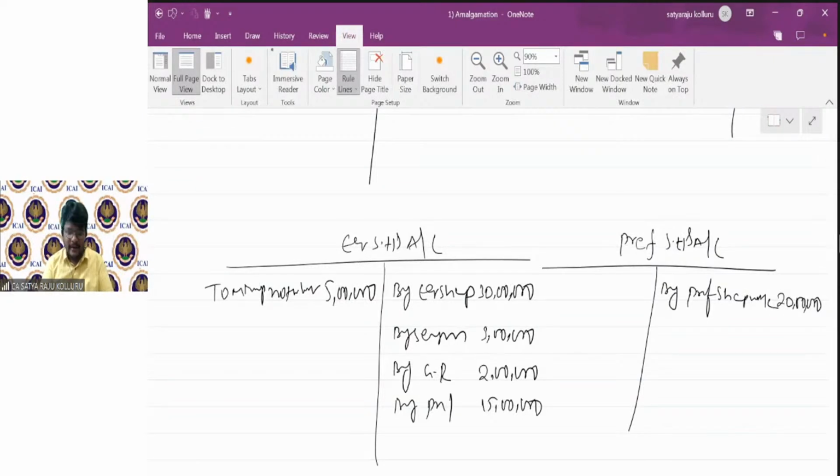Guys, is it clear? Anyone having any doubt in this? Just let me know at this stage. So many messages, I have not yet checked. Just let me check.